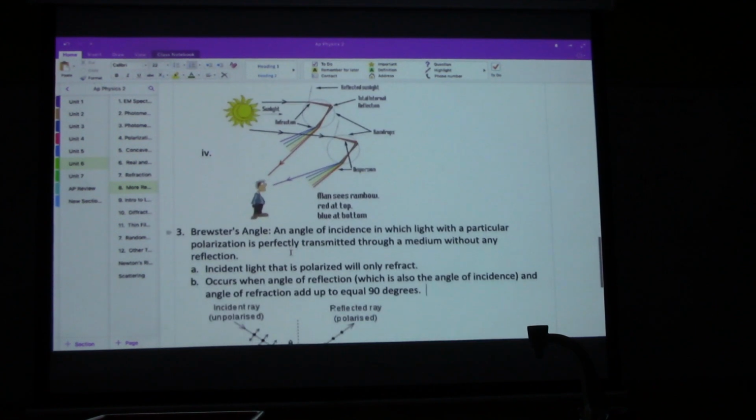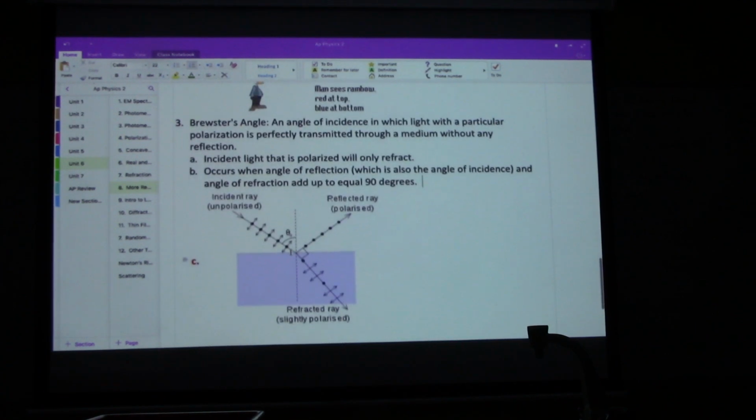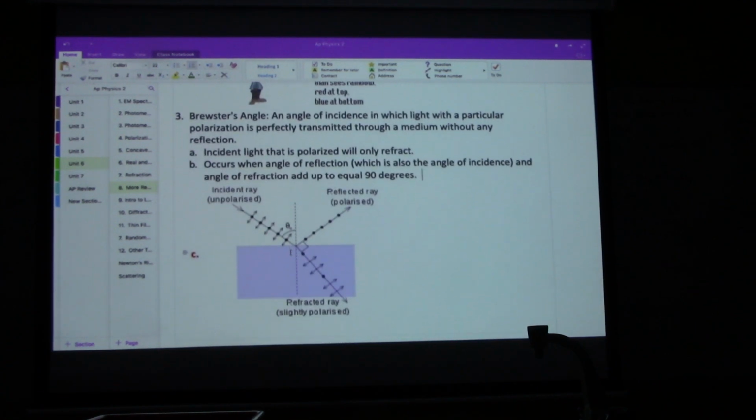Last topic I want to talk about. This will only be conceptual on your test. We won't do any specific calculations here, but this is still interesting, and I've seen it pop up on multiple choice questions on the AP exam in the past. Brewster's angle. We have talked about Malus's law when we did polarization, but Brewster's angle is a little bit different of a topic here.